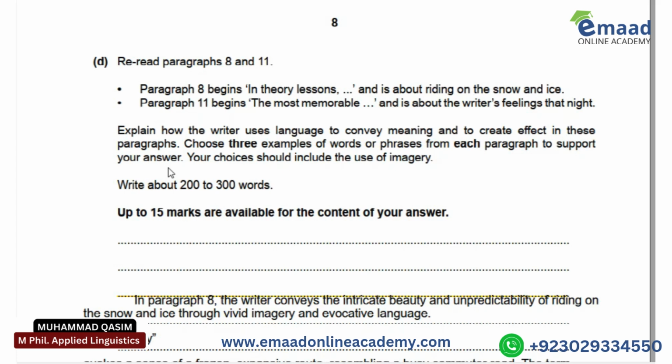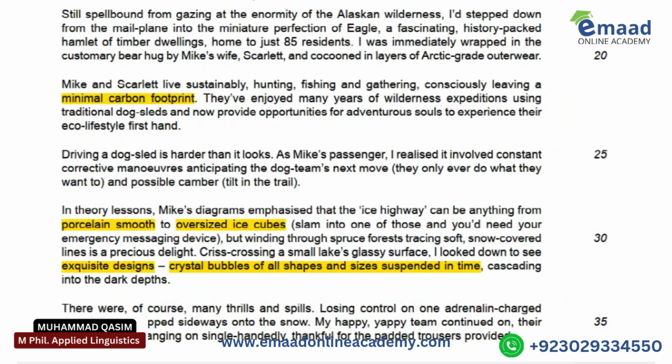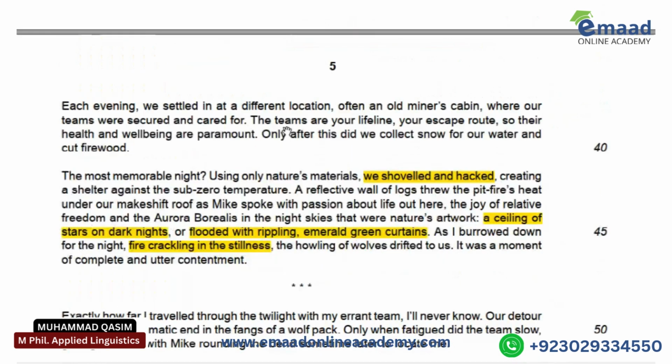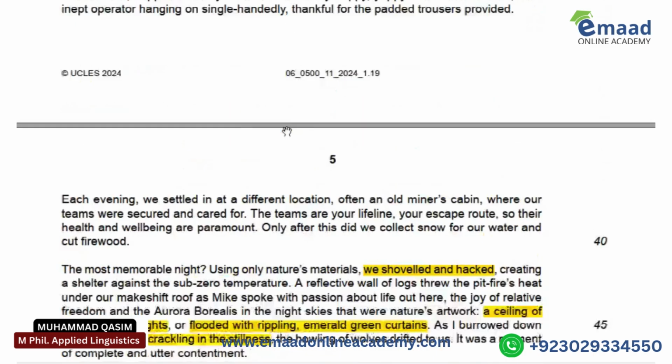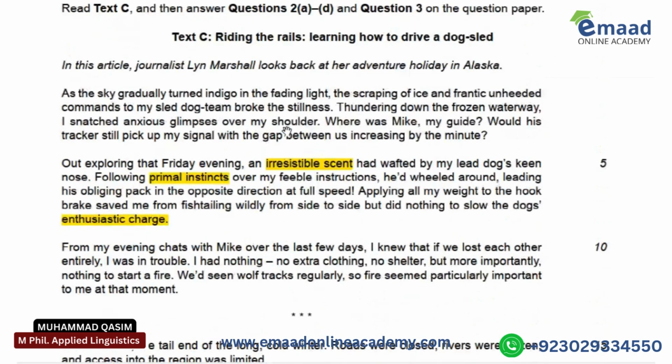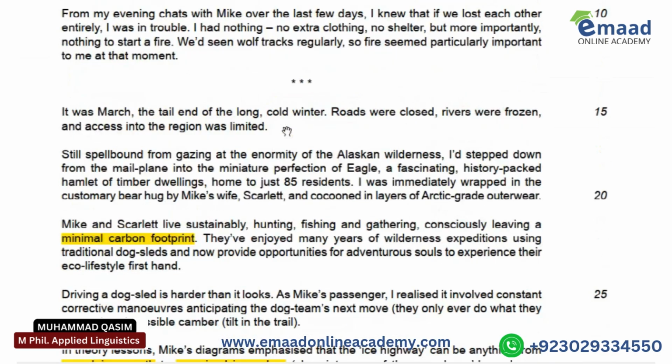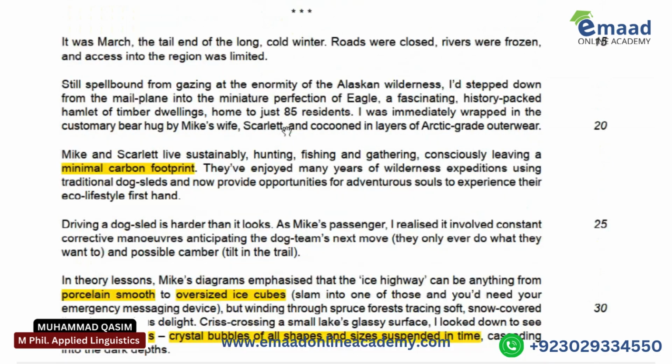Okay, first read paragraphs 8 and 11 and then find 3 examples. You will choose to explain how the writer has used them to show imagery, to give images, or to bring effects. So here is text C. This question is again based on text C, paragraphs 8 and 11.